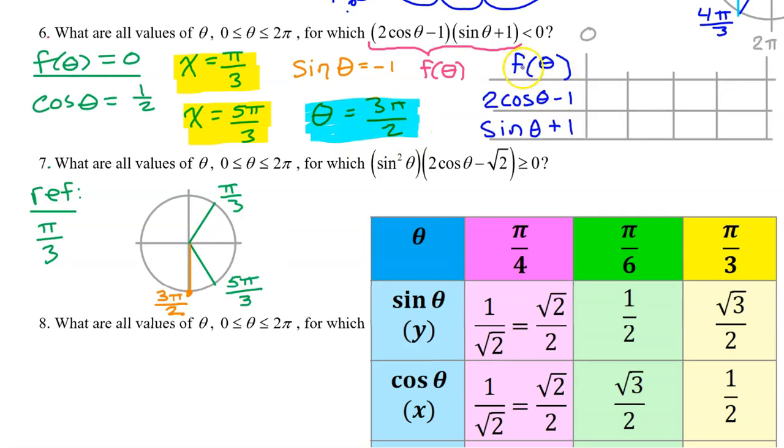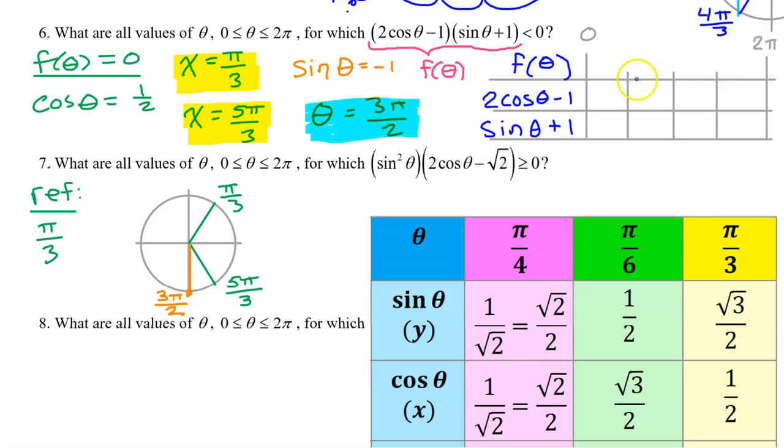Be sure to label your sign chart as f of theta. You will need a row for each factor. So we need a row for 2 cosine theta minus 1 and another row for sine theta plus 1. Across the top of the sign chart, you should begin and end with the domain limitation. So we start with 0 and end with 2 pi.